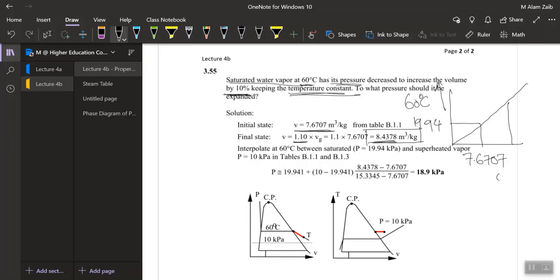So when the volume is increased to 8.4378, what would be the pressure, which is over here? In other words, I would reduce the pressure further to find another point, which would be this point, and to find this volume. Then interpolate between this volume and this volume, for this pressure and this pressure, to find the pressure P over here. So let's move to the superheated table right now again.